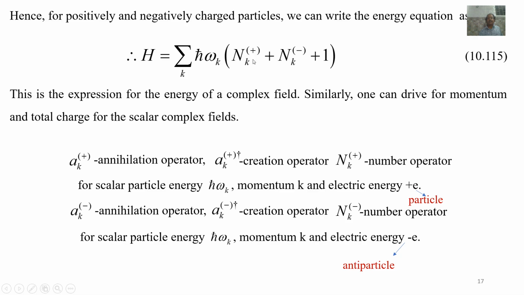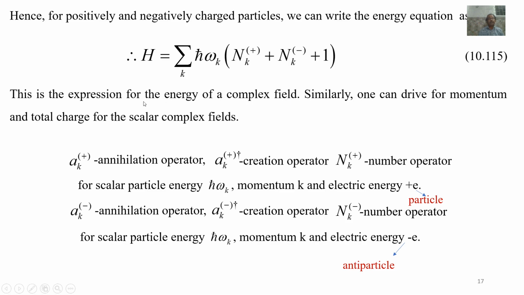So thereby we can get the energy eigenvalue in terms of number operators for a positively charged particle as well as for the negatively charged particle. So we have quantized the energy. So this is the expression for the energy of a complex field. Similarly, one can derive the momentum and total charge for the scalar complex fields.